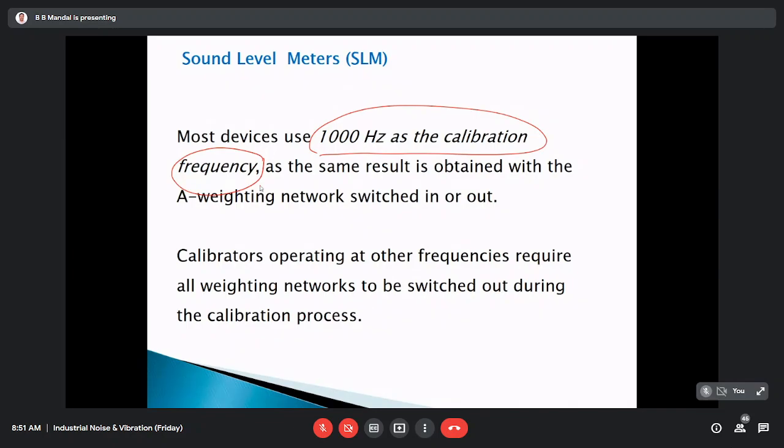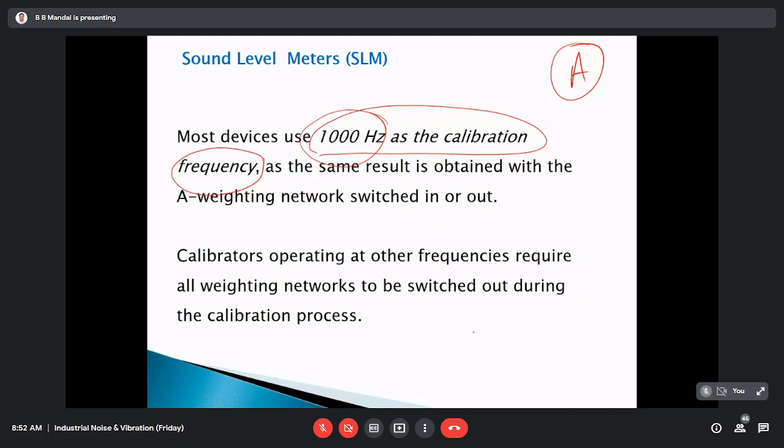Why do we use 1 kilohertz as a calibration frequency? That's the question. We are using a peculiar frequency. If you remember A, C, or Z weighting, you will see that the maximum correction is given in A weighting. So if you look at A weighting, what is the correction at 1 kilohertz?